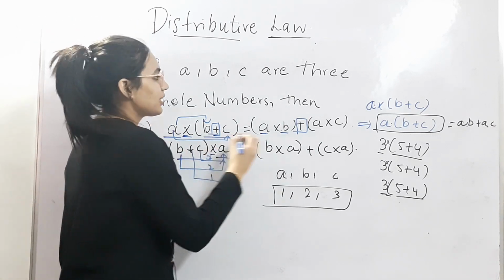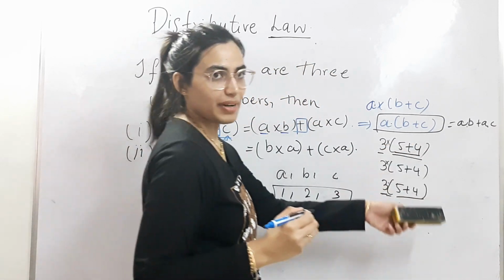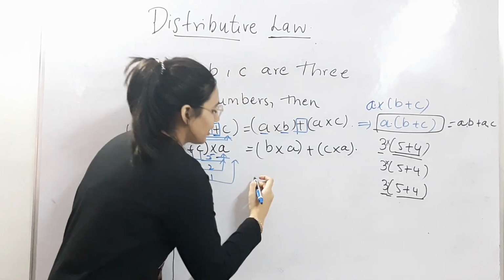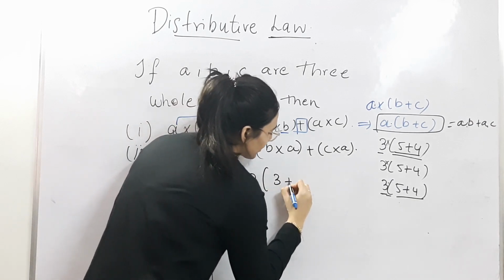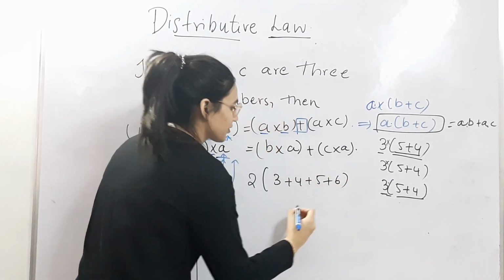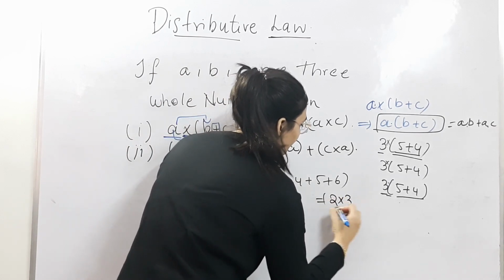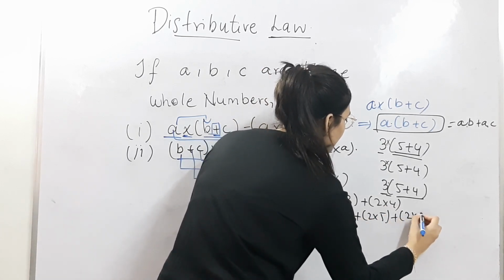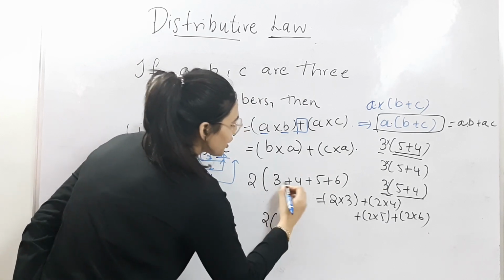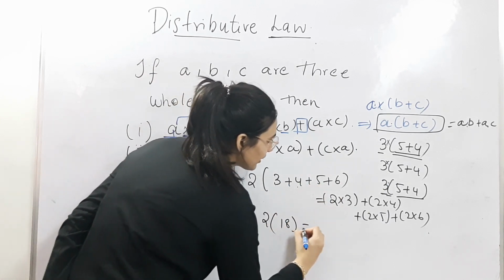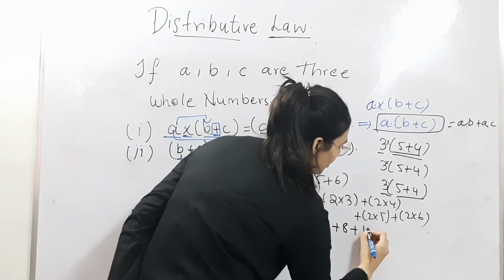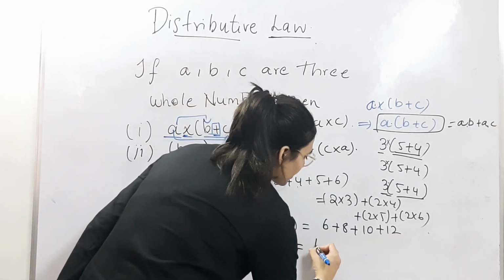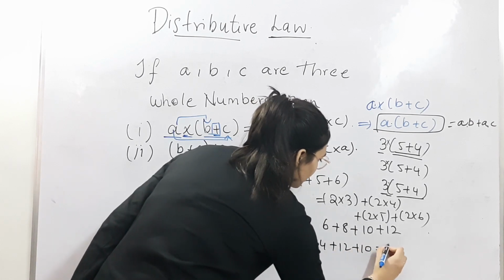Also please note that the numbers in the brackets can be more than 2. Let's see one example. Here we can say 2 into 3 plus 4 plus 5 plus 6 is equal to 2 into 3 plus 2 into 4 plus 2 into 5 plus 2 into 6. That means 2 into what is 3 plus 4? 7 plus 5, 12 plus 6, 18. That is equal to 2 into 3 is 6, 2 into 4 is 8, 2 into 5 is 10, 2 into 6 is 12. So it will be nothing but 36 is equal to 14 plus 12 plus 10, which is equal to 36.